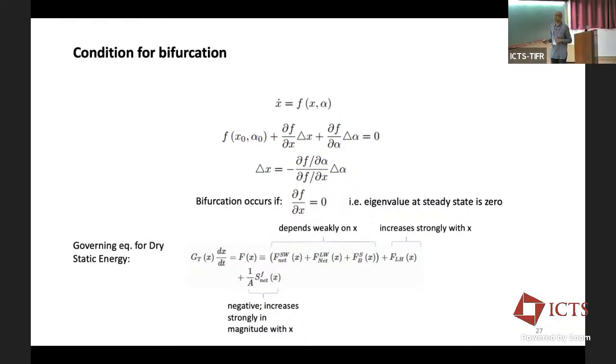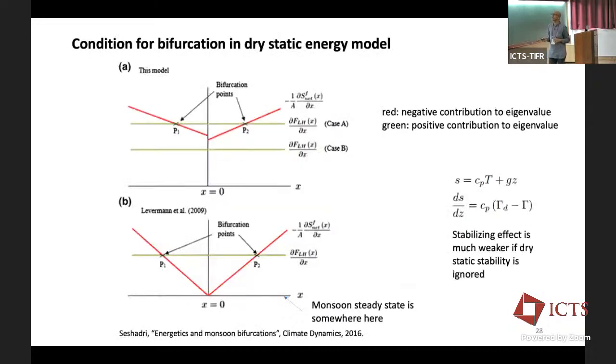It's a positive contribution to the eigenvalue. This advective effect is a negative contribution to the eigenvalue, and so it increases in magnitude with X. And our search for bifurcations then reduces to looking for points where this contribution and this contribution to the eigenvalue balance each other, because it turns out that these terms don't depend very strongly on X.